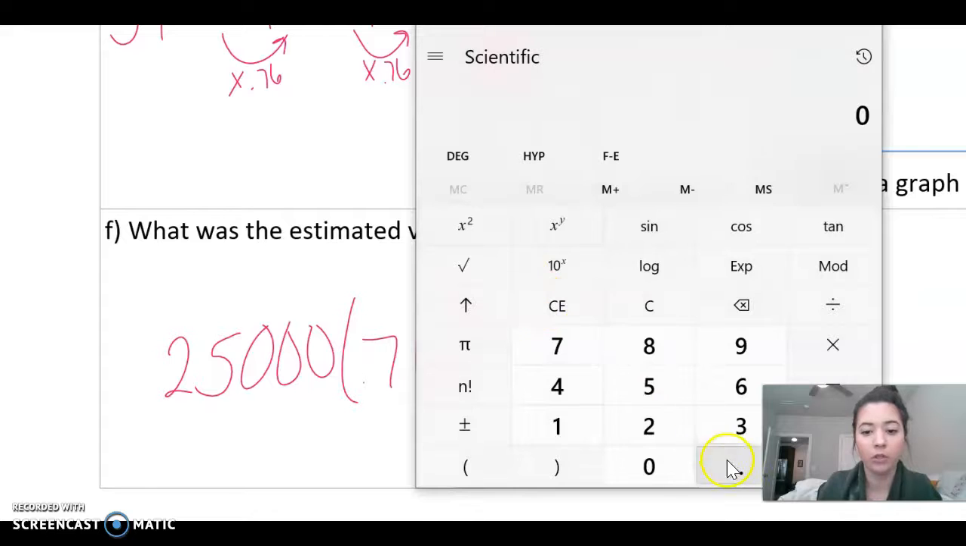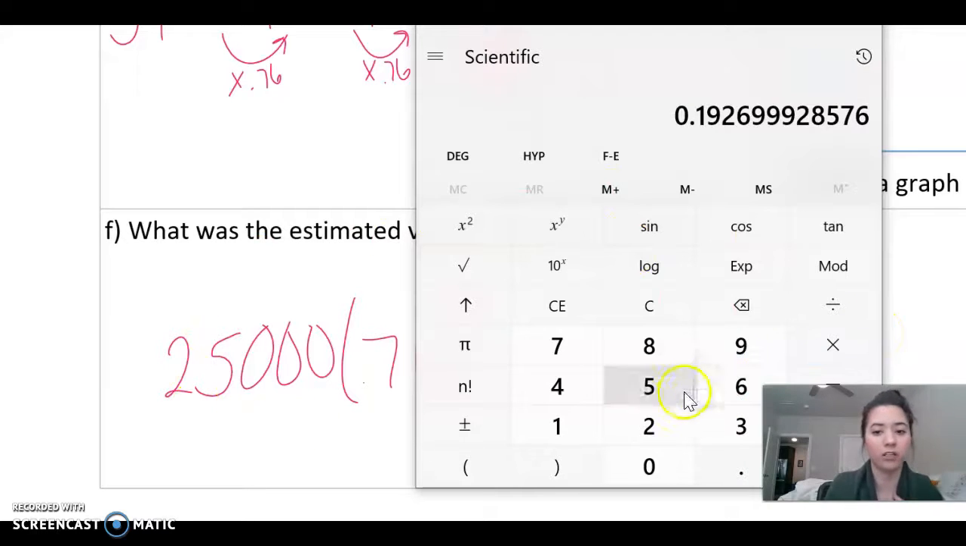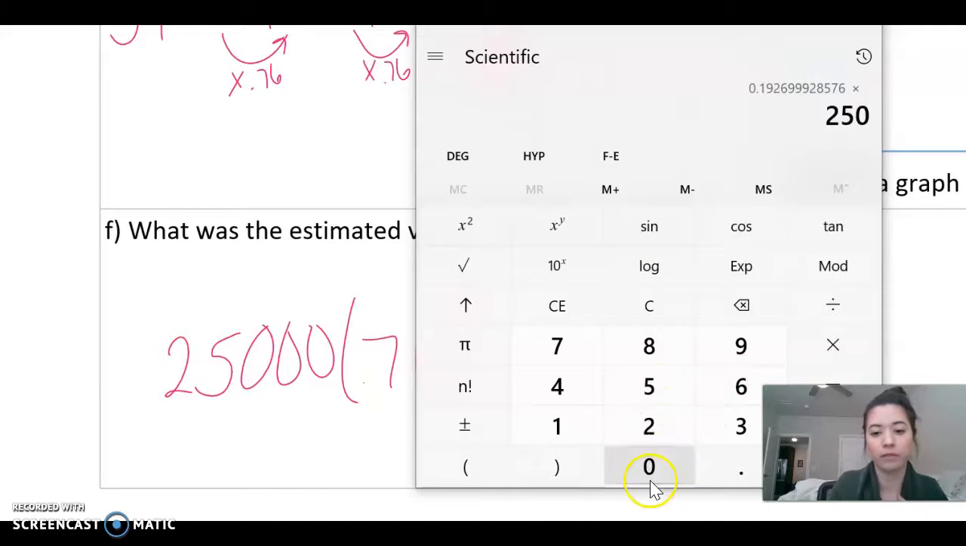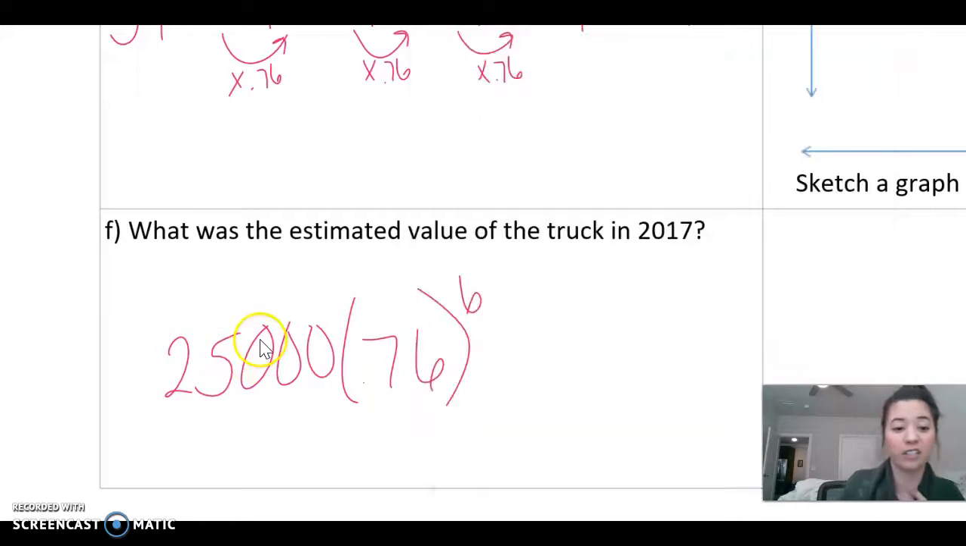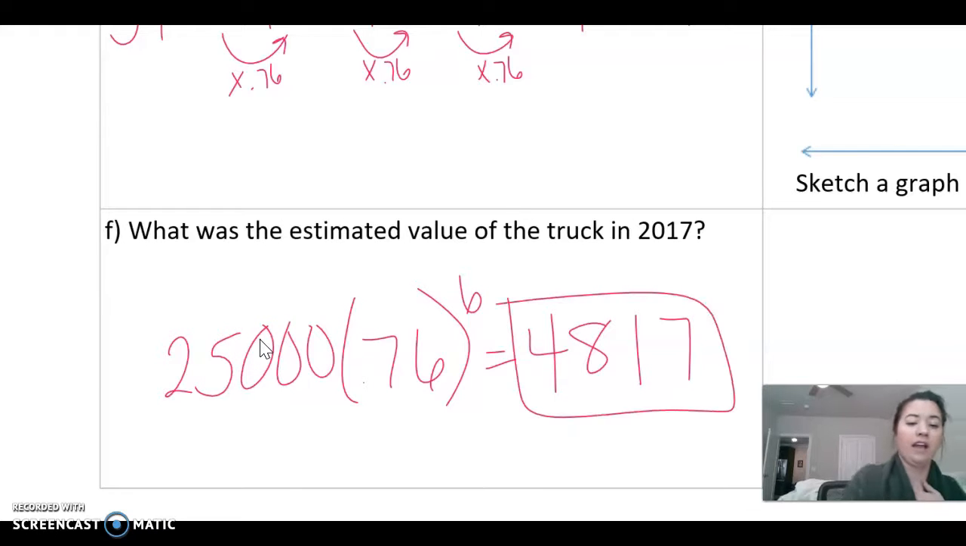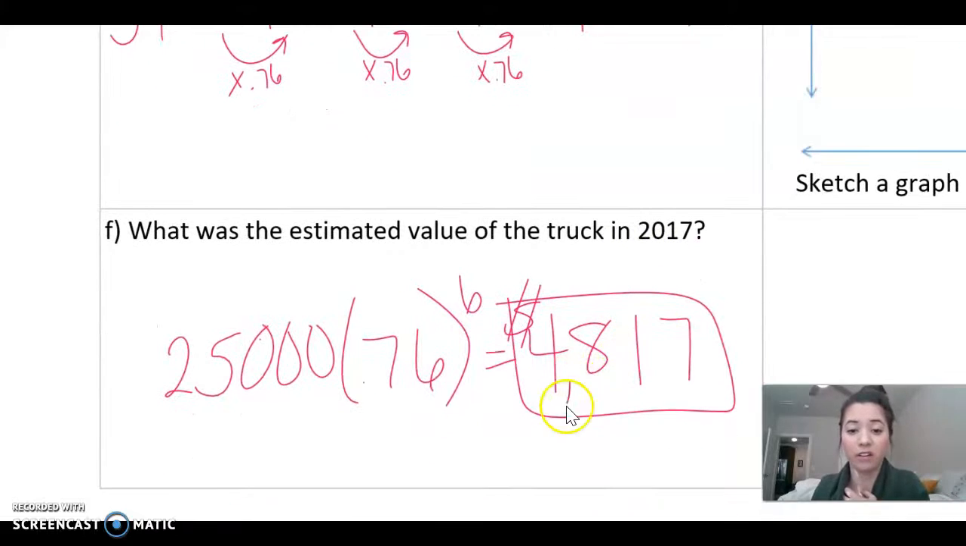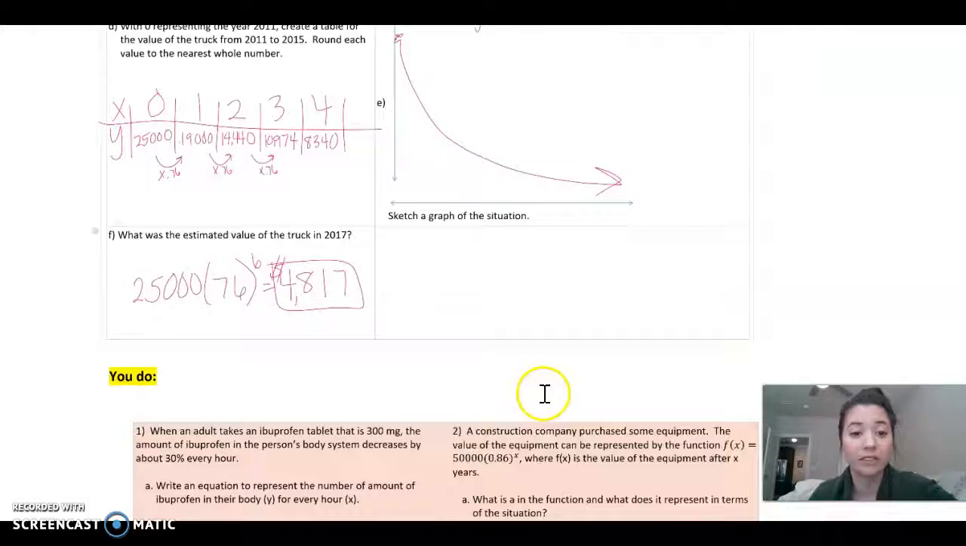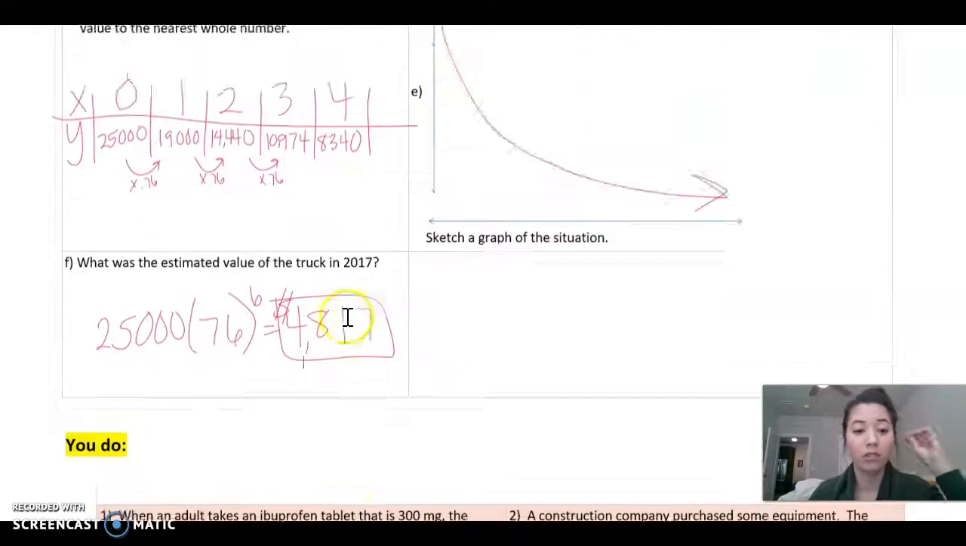And then now again, I'm going to do 0.76 to the exponent of 6, and we times that by our initial value. And we get 4,817. So that means after 6 years of having your car, it's only going to be worth 4,800 bucks. Wild. Cars depreciate so fast.